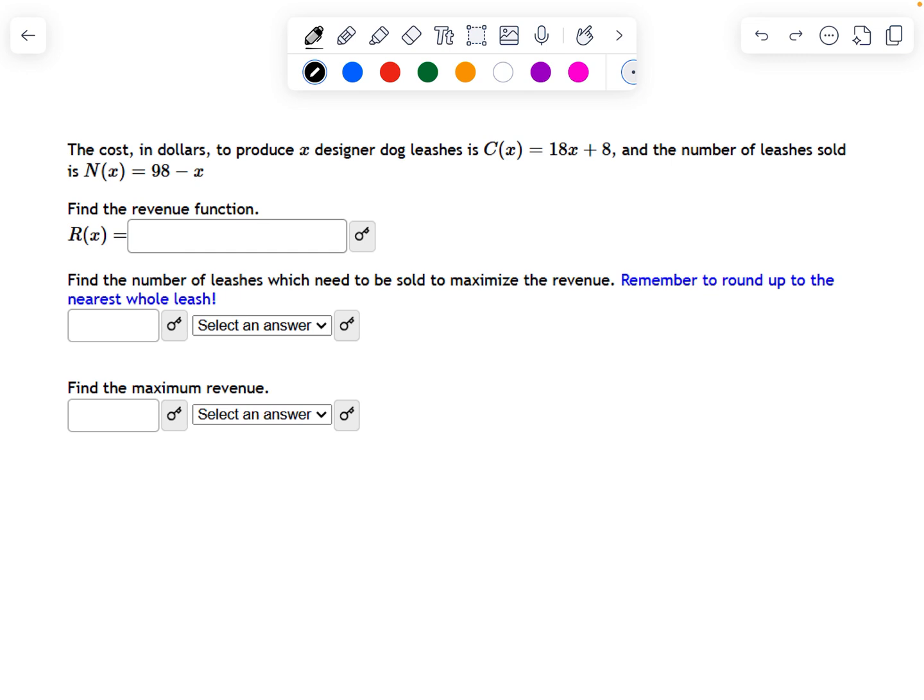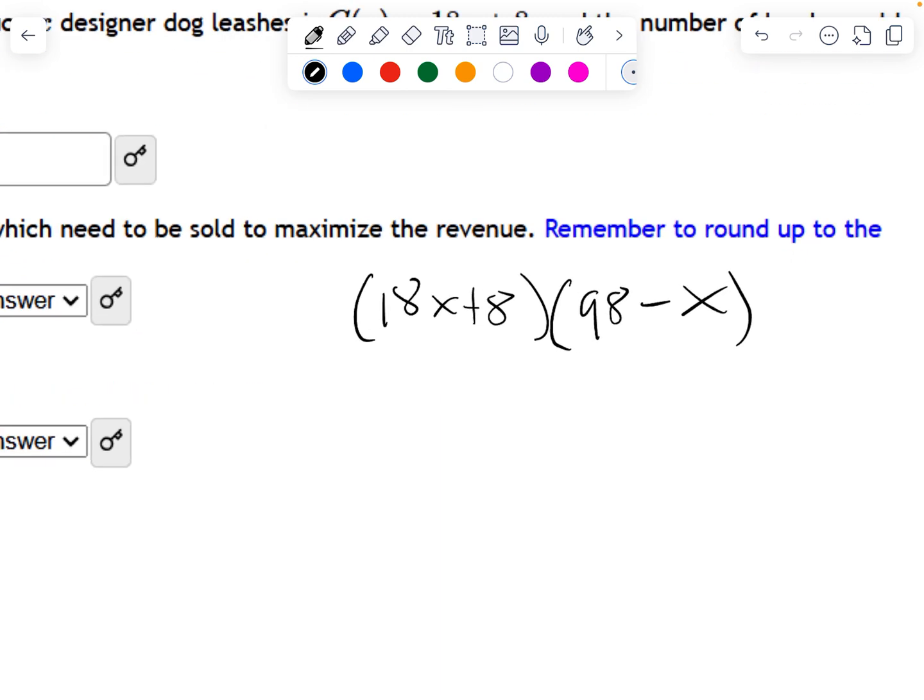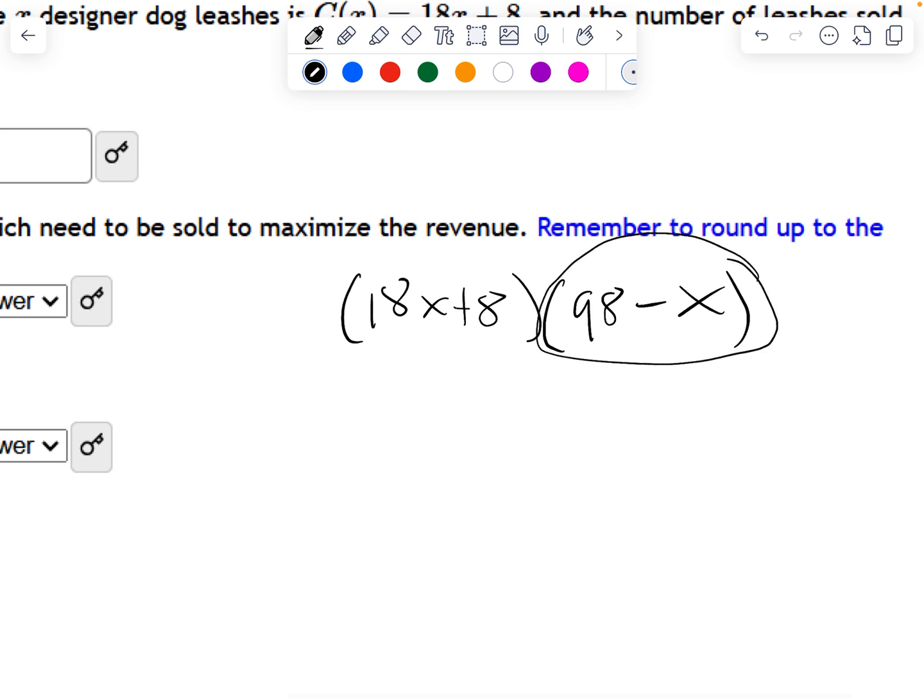So we're going to start with our C of x, 18x plus 8, times our N of x, 98 minus x. Now, these are going to be some large numbers because our first goal is then distribute to multiply these two together. Now, keep in mind, the order didn't matter. We could have put those parentheses in any order.